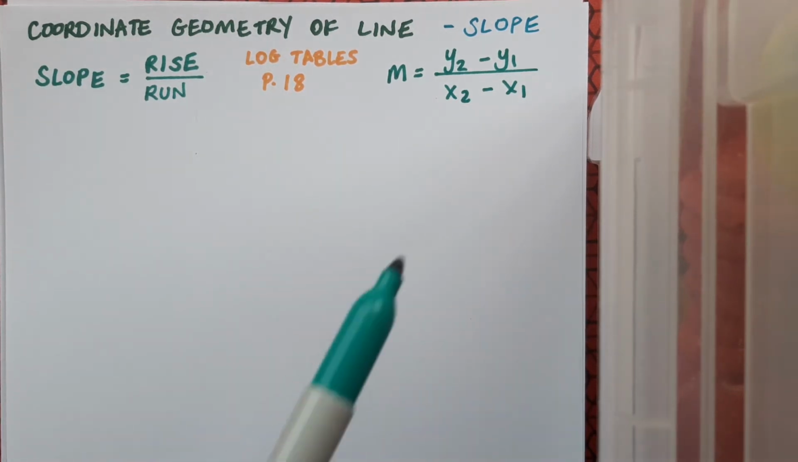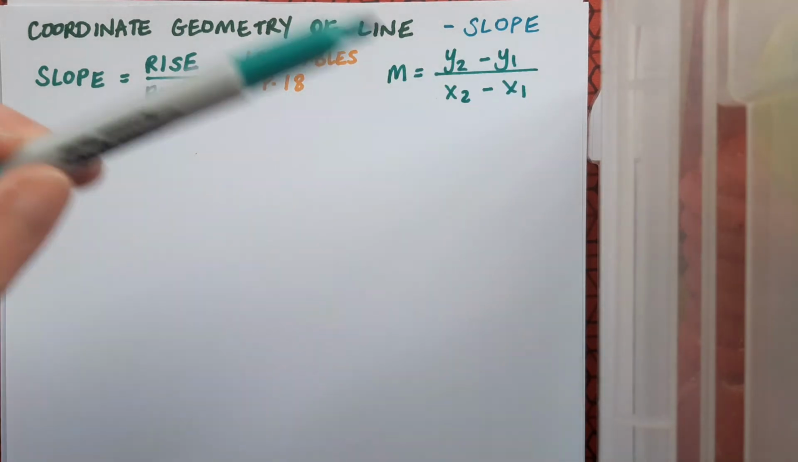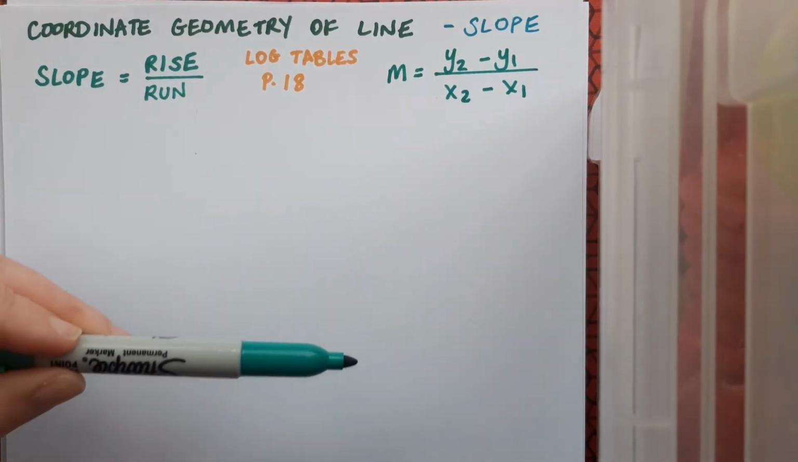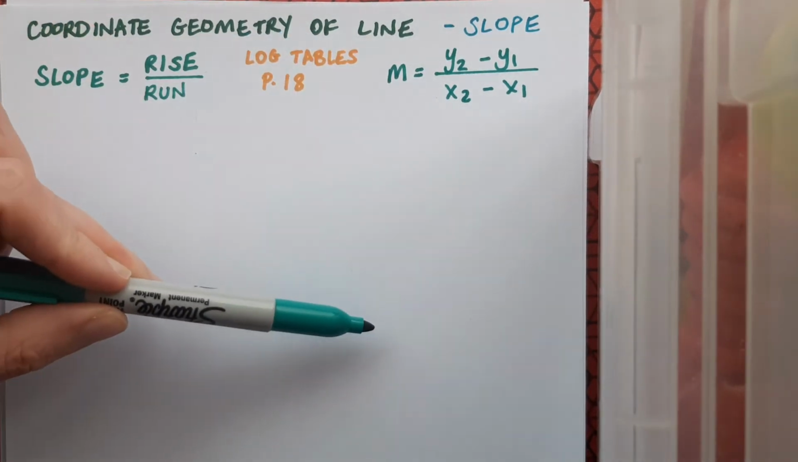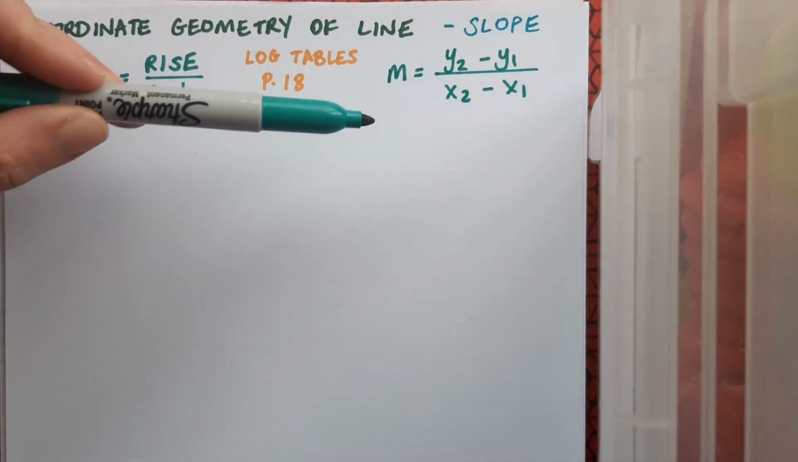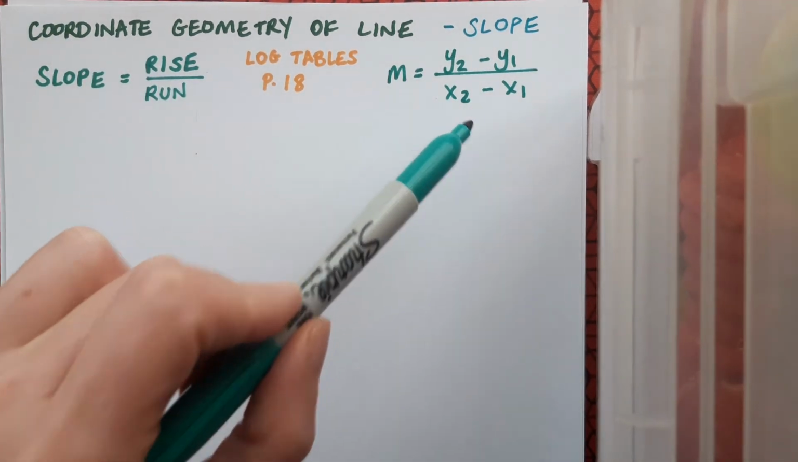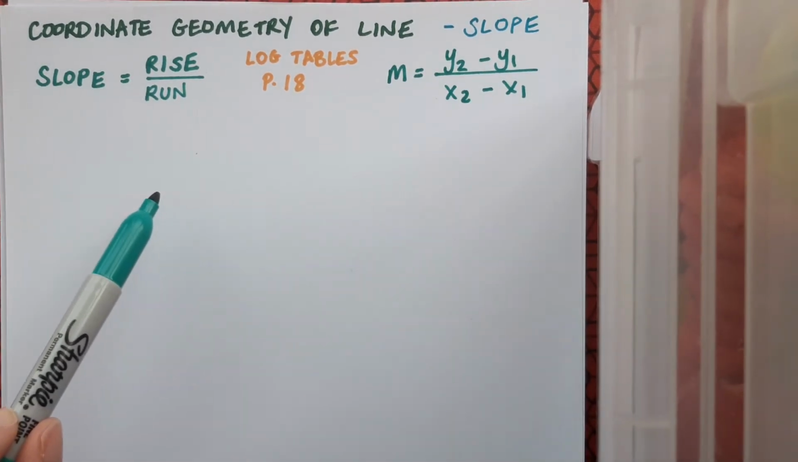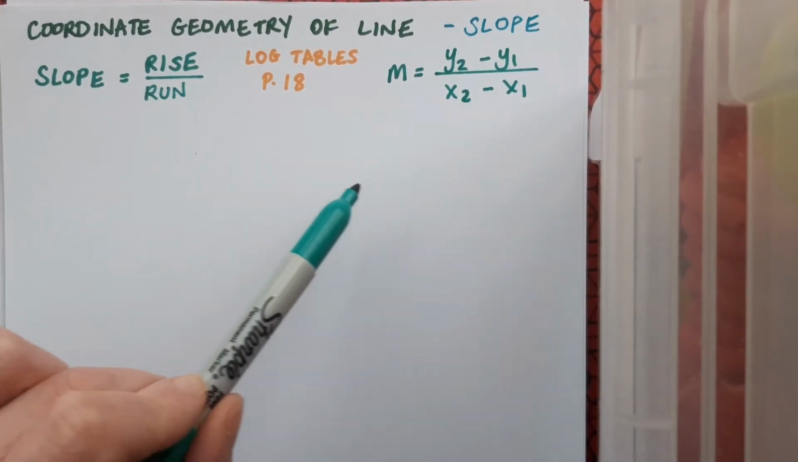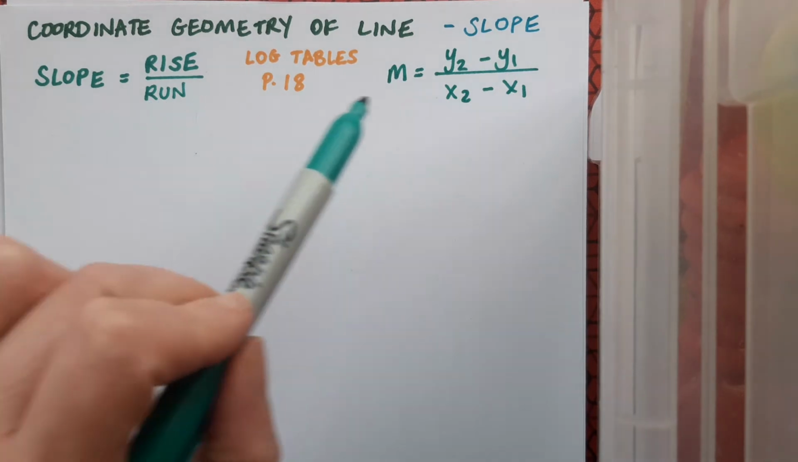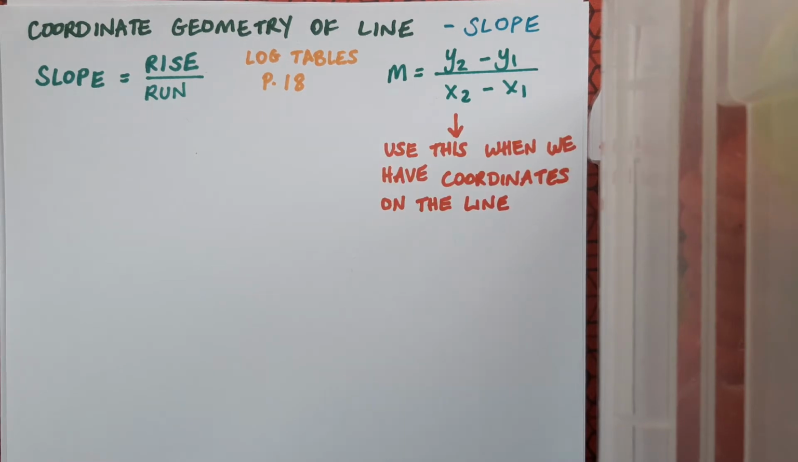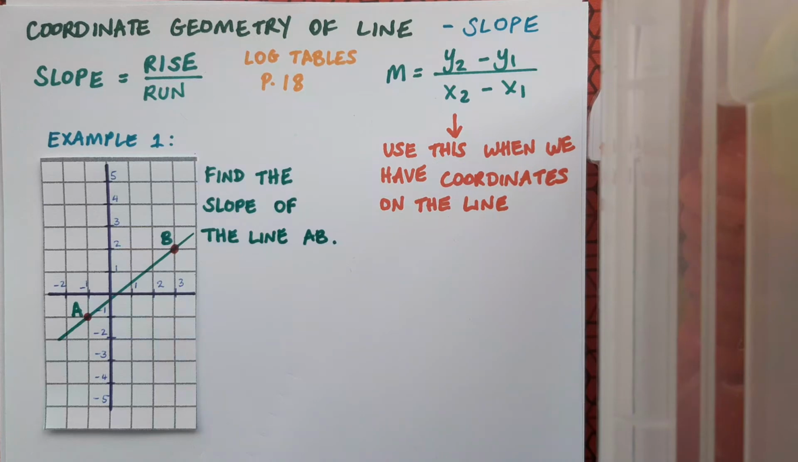And you might notice that on the top of this particular formula's fraction, the y2 minus y1, they're values that are relating to the vertical direction because that's the vertical axis. That could be to do with rise. And on the bottom we've got x's, x2 and x1, and they're to do with the horizontal axis, x. And again, run is a horizontal measurement. So these two formulae might look a little bit different, but actually they're coming from the same place. And we use this log tables formula when we have coordinates on the line. So let's have a look at an example.